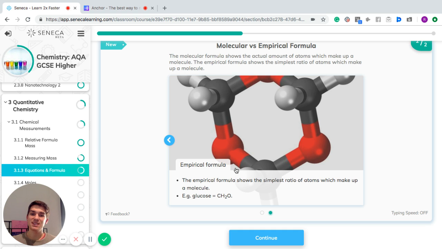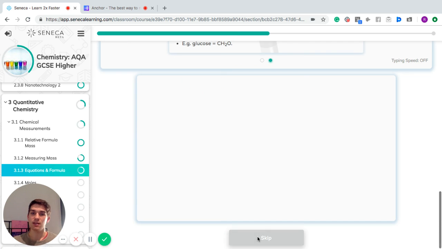So remember, we had C6H12O6. If we divide all those by 6, we're left with CH2O, and that's the simplest ratio of atoms in glucose.